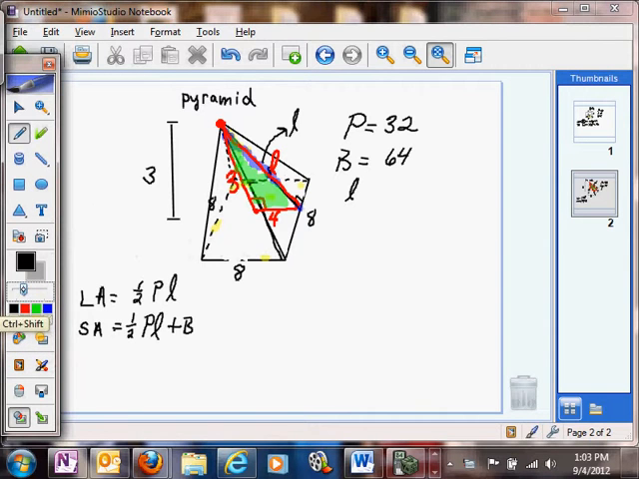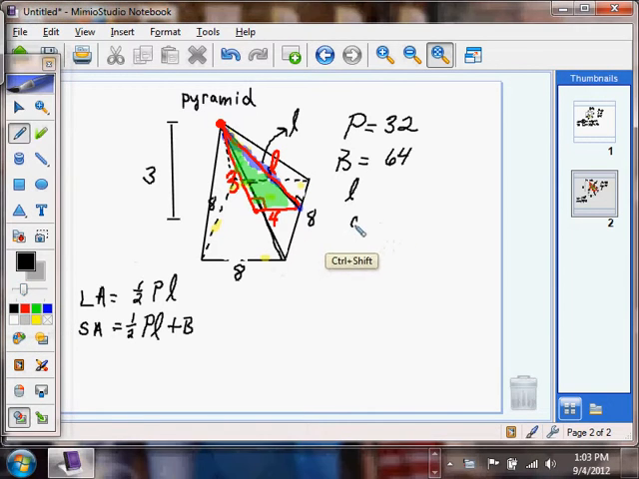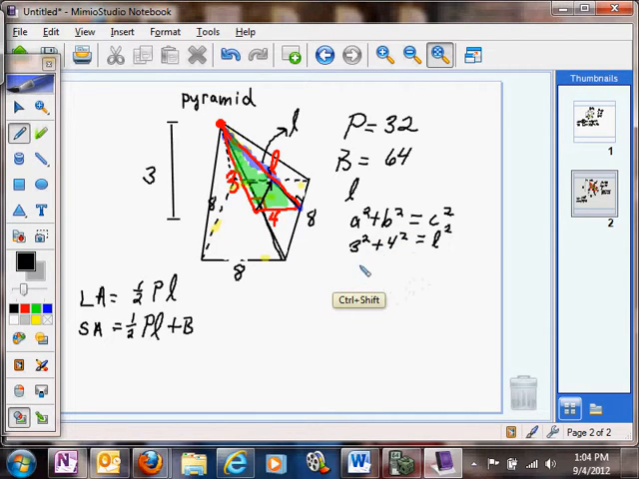Remember, the Pythagorean Theorem is a squared plus b squared equals c squared, and the side opposite the right angle is always c. So in this case, c is L, so that's L squared. My legs, a and b, are interchangeable, so it doesn't matter if I call the 3 a or the 4 a. That's just going to be 3 squared plus 4 squared.